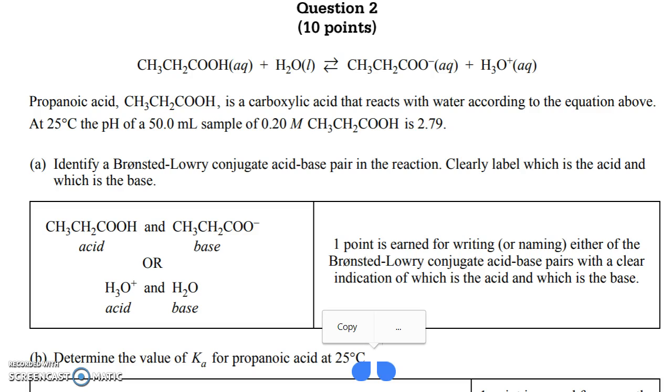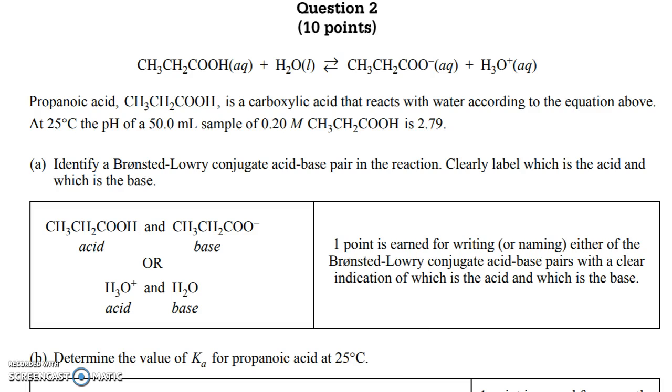So whatever is giving up its H, looking at that equation, you see that the CH3CH2COOH, which is propanoic acid, is giving up its hydrogen, right? So that's the acid, and water, H2O, is taking it up, so that's your base. Okay, so you either put the propanoic acid and the propanoate as the acid-base pair, or the water and the hydronium ion. You can go either way, right? Either way, it's going to be the same pair.